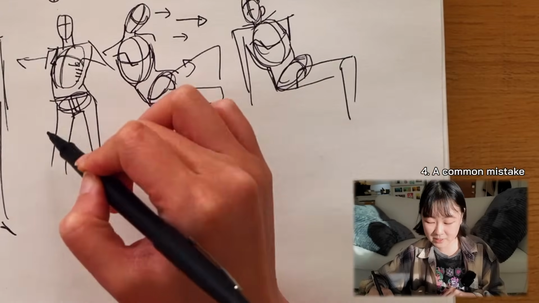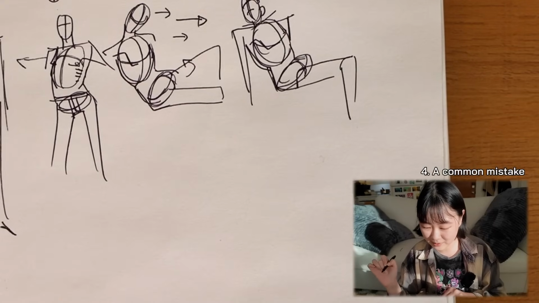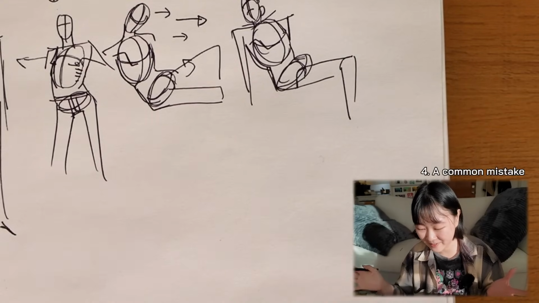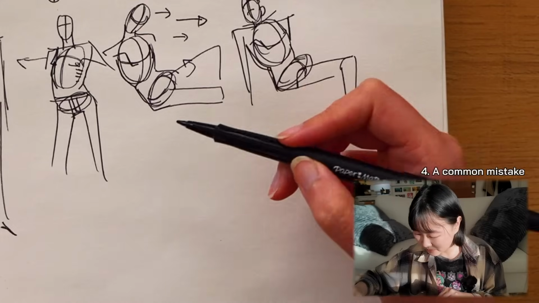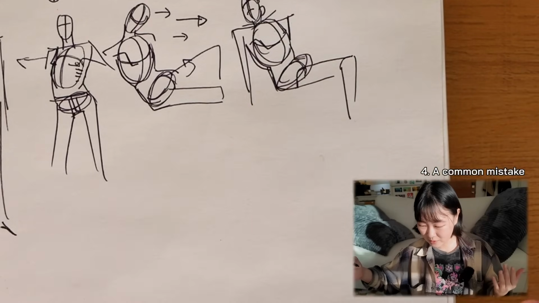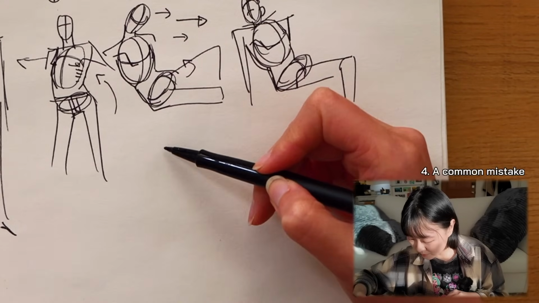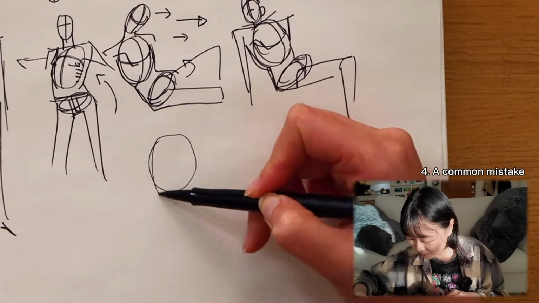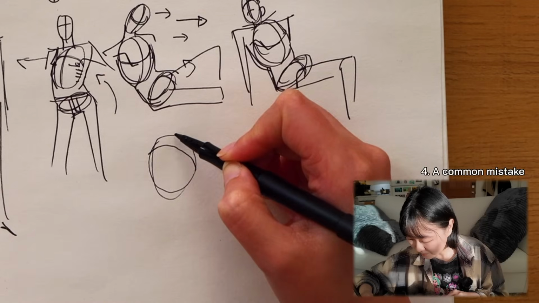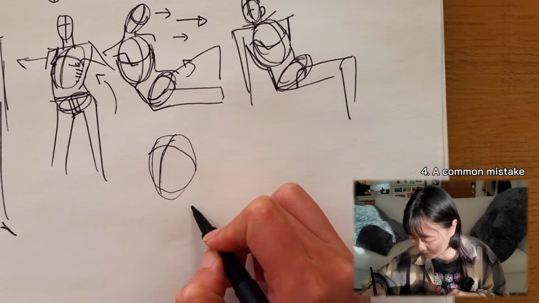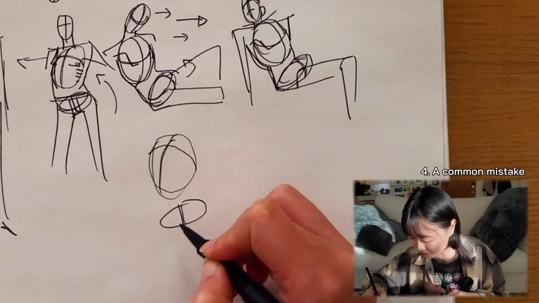It usually happens in the pelvis area because people are not usually sure how to deal with that area if they haven't studied it before. So for example, let's just take this one. I drew the torso like this and the pelvis facing more towards us.